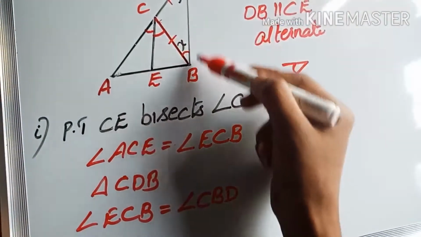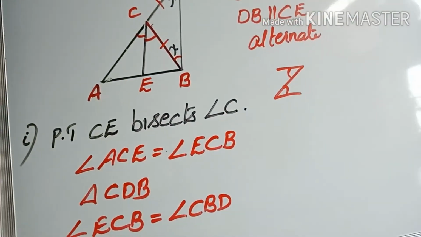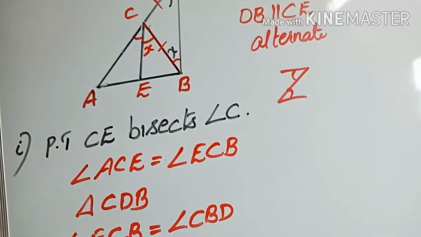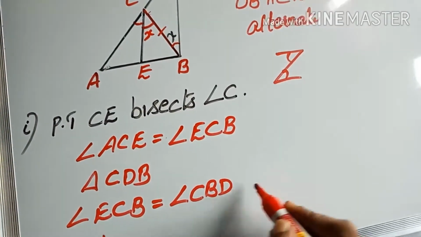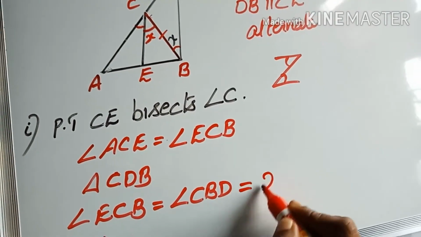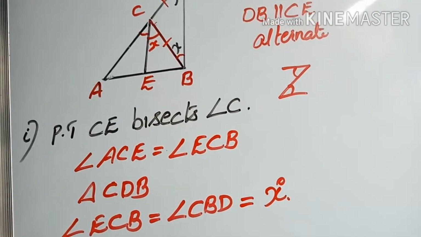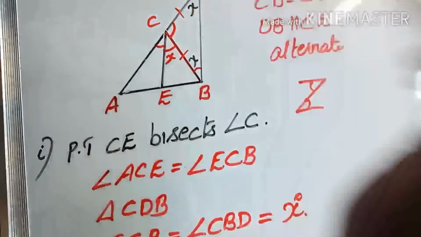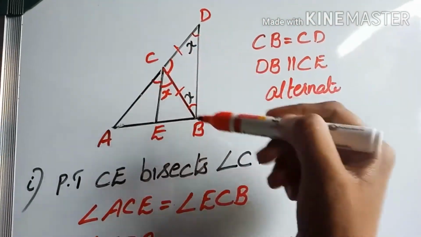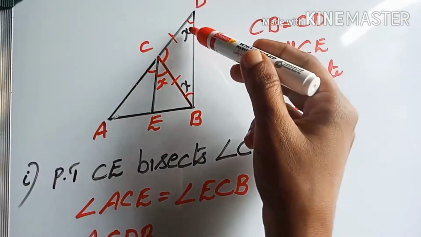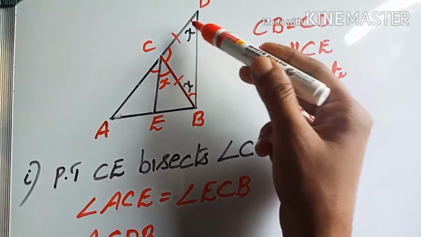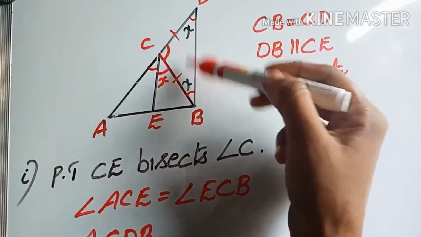Here angle CBD we already took as x degree. Therefore this angle will also be x degree. So angle CBD and angle ECB will be x degree. Now we can find this angle also, angle CDB. Why? Here we already have two angles, x degree and x degree, for an isosceles triangle.